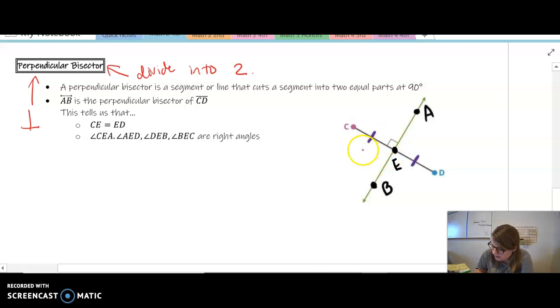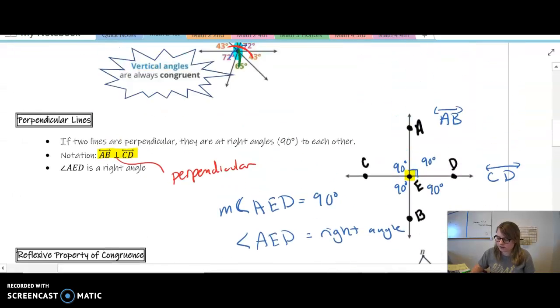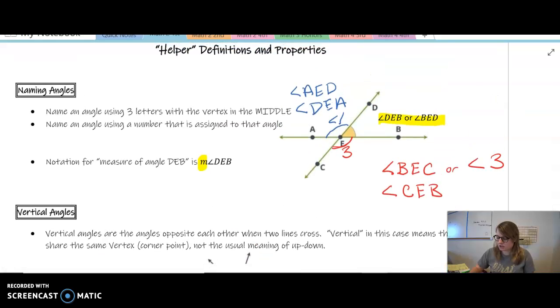So it divides this line in half. Now we can say segment CE is congruent to ED. And then we can also say that this angle right here is 90 degrees, this angle right here is 90 degrees, and this angle right here is 90 degrees, and this angle right here is 90 degrees. Okay? So it's very straightforward definitions from us. If you can just review this on your own, then you will be golden.